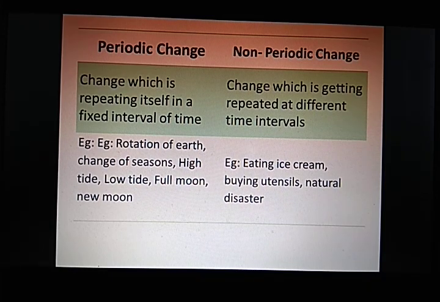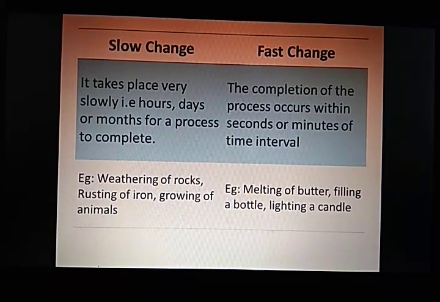Buying utensils. Do we buy utensils every day? Natural disasters do take place, but is there any fixed time interval, that after every 6 months or every alternate year there will be one natural disaster on exactly the same date or the same month? No, definitely not. So in non-periodic changes, the time intervals are not fixed. Periodic ones are fixed.